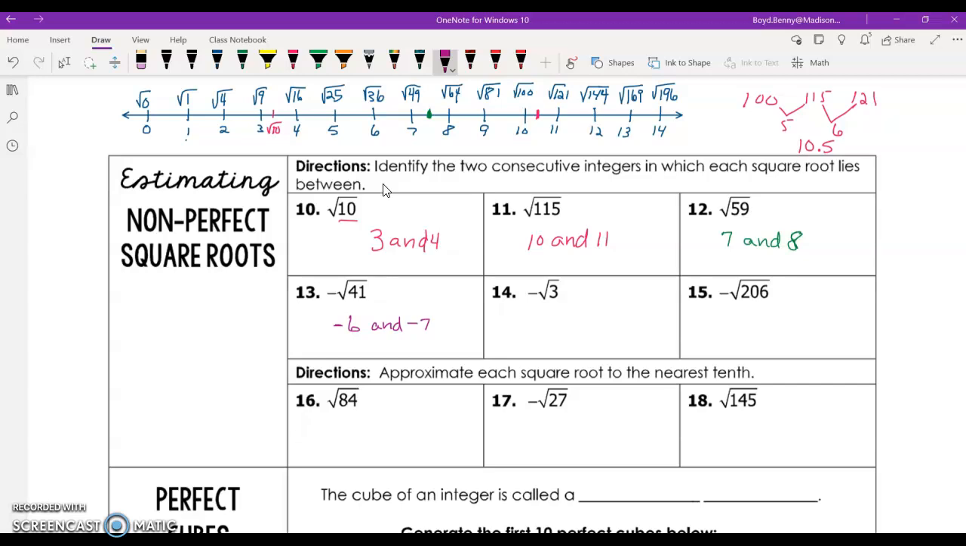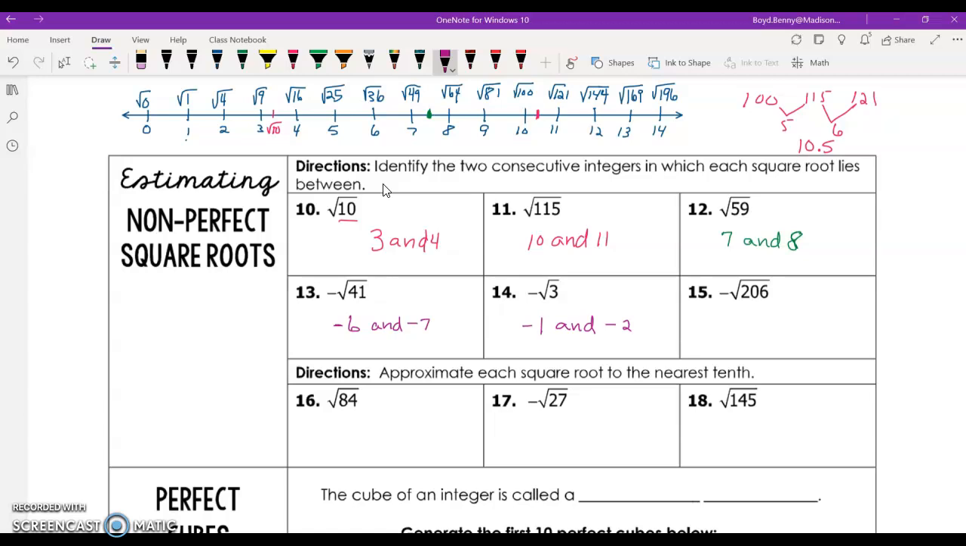Okay, guys, let's see how you did. The negative square root of 3 would lie between 1 and 4, so that's going to be between negative 1 and negative 2.